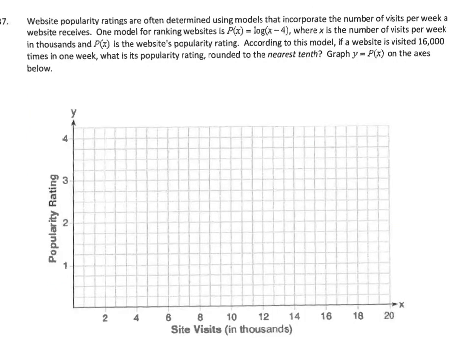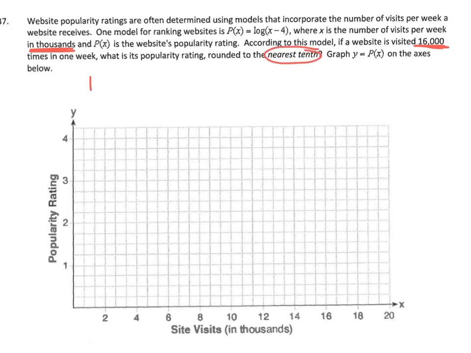Okay, number 37. Website popularity ratings are often determined using models that incorporate the number of visits per week a website receives. One model for ranking websites is P of X right here, where X is the number of visits per week in thousands. Let me underline that. It's probably important. And P of X is the website's popularity rating. According to this model, if a website is visited 16,000 times in 1 week, what is its popularity rating rounded to the nearest tenth?